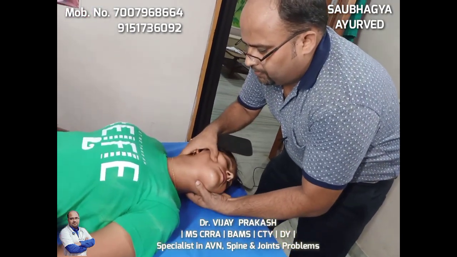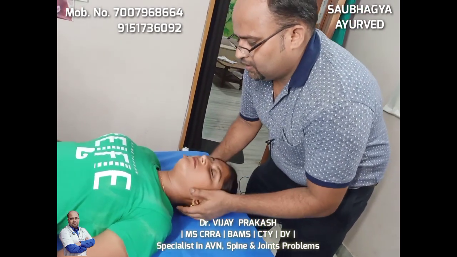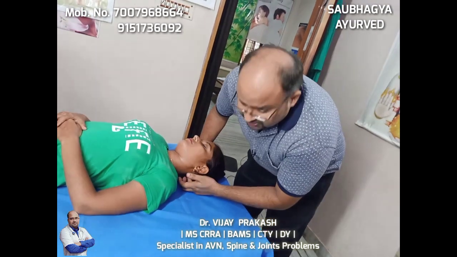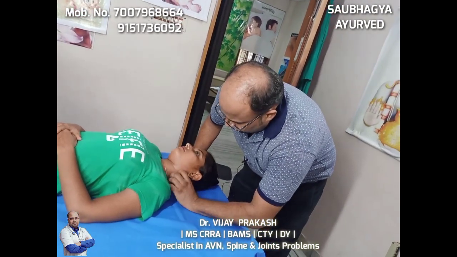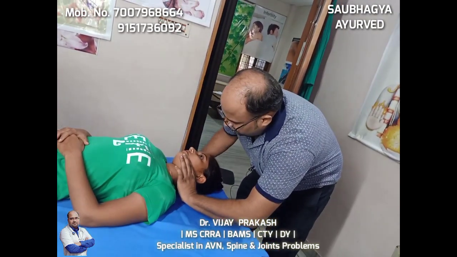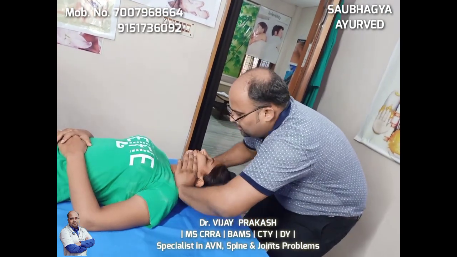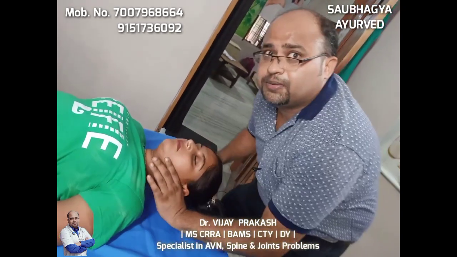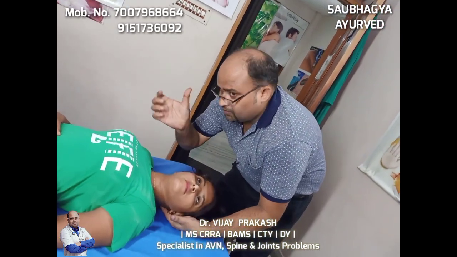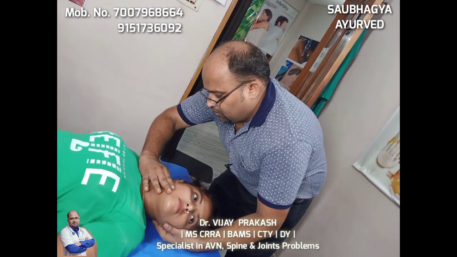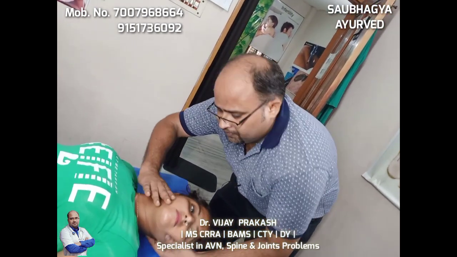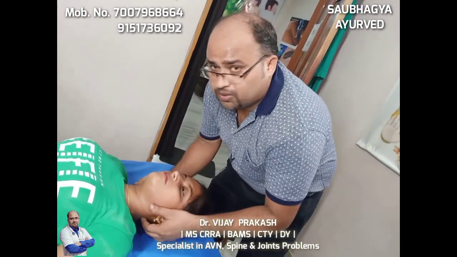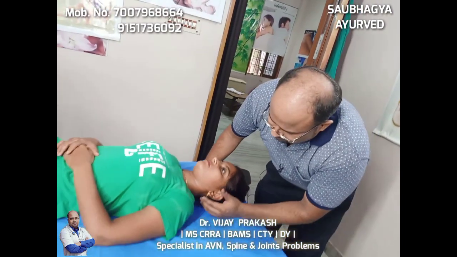Suppose you want to give traction in C1 and C2. Then put your hand in the C1 portion and the next finger on the chin of the patient, and apply a pressure towards the outside. Apply a pressure with the thumb on the occipital bone and C1, and position the hand like this. So why this positioning?